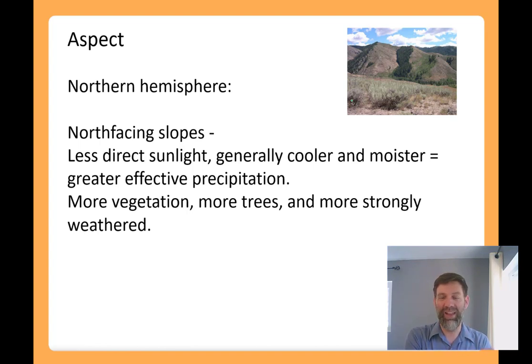they're cooler. They have less evaporation, which means more effective precipitation. They have more plant growth because of that water, so more vegetation and trees, and those plants are impacting physical weathering and putting in organic matter. And so all of those things are pushing the soil toward greater development. North-facing slopes are a little cooler, so they're wetter and more developed.